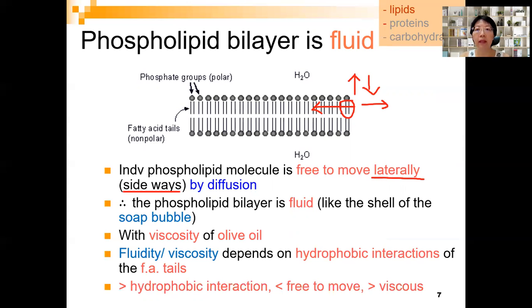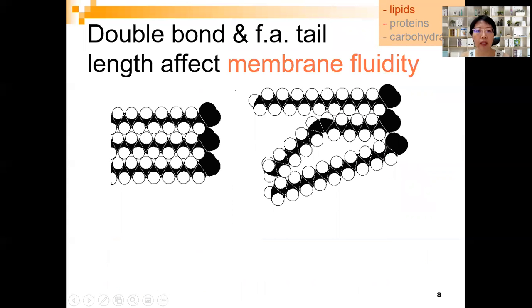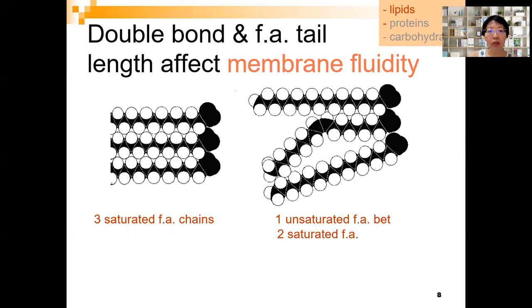Okay, so let us look at this relationship of the fatty acid tail. Remember, when you learn about the fatty acid tail, the length of the tail can be variable. That means the number of carbons can be different. The number of double bonds or unsaturated bonds can be different also. On the left side, we've got 3 saturated fatty acid tails, and on the right side, we've got 3 fatty acids, one of them unsaturated.